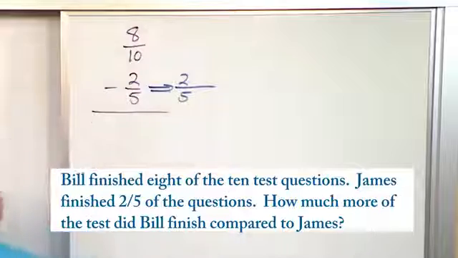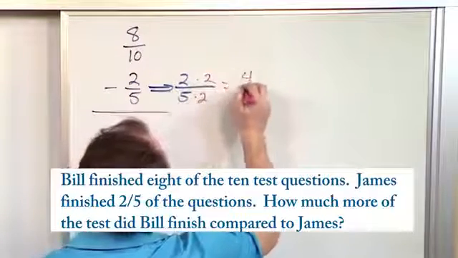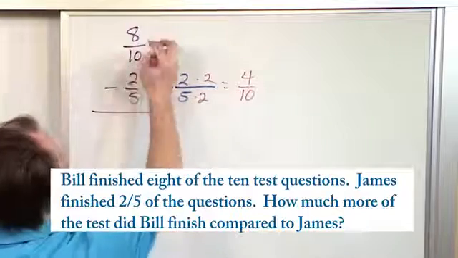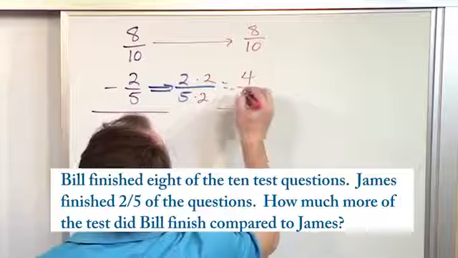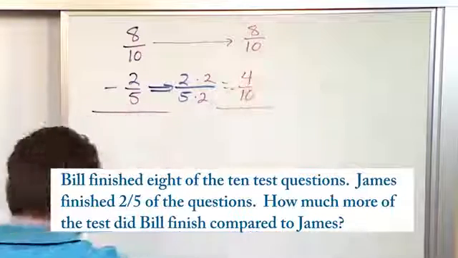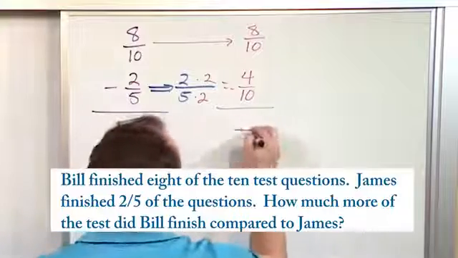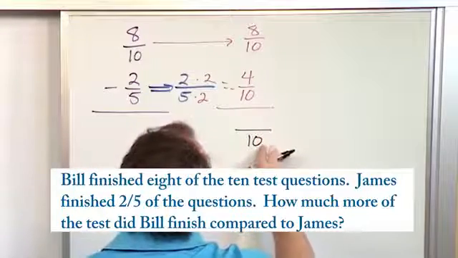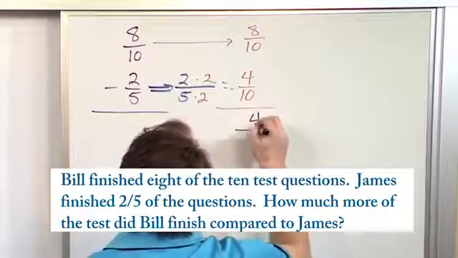I'm going to multiply this top and bottom by 2, which will give me 4/10, because I'm trying to match this denominator. I'll leave this alone. I don't have to mess with him. Now I have two fractions with 10 in the denominator. So then I will keep 10 in the denominator, and then I'll have 8 minus 4, because I'm subtracting, which will give me 4/10.